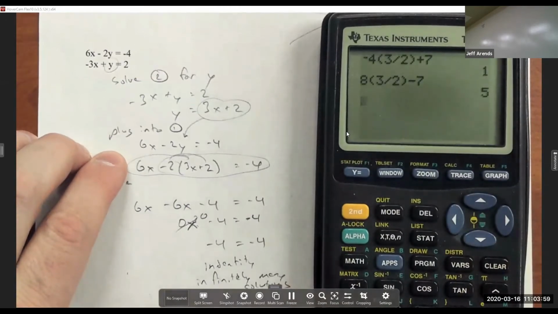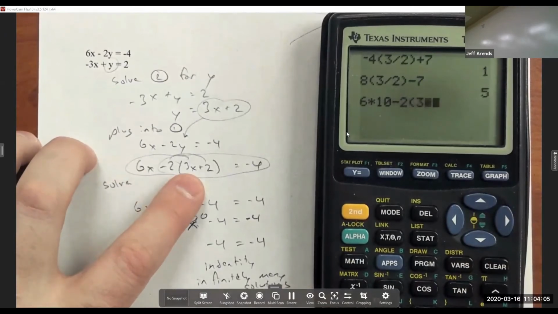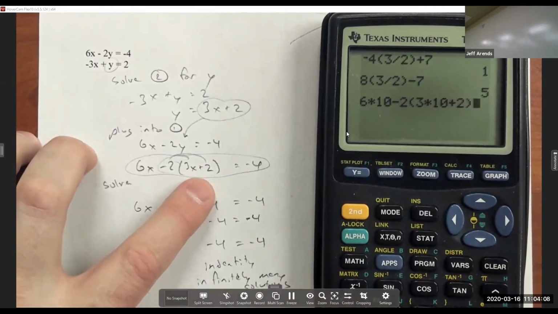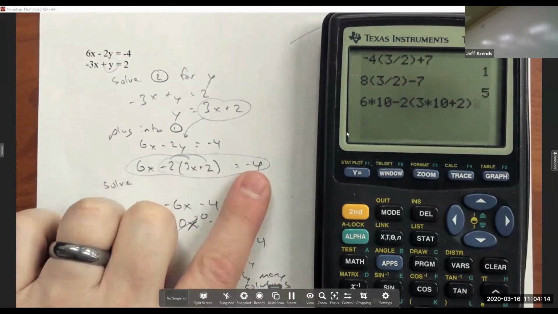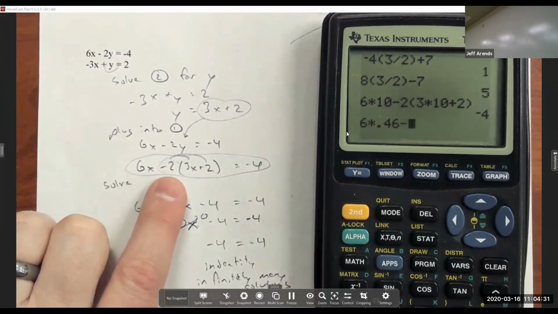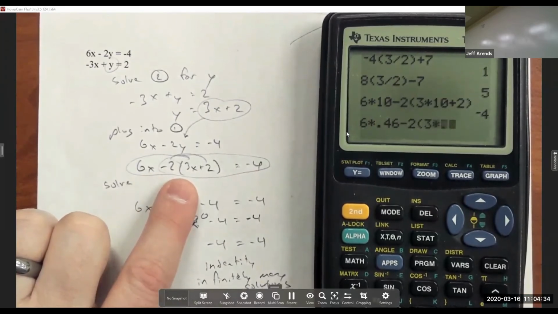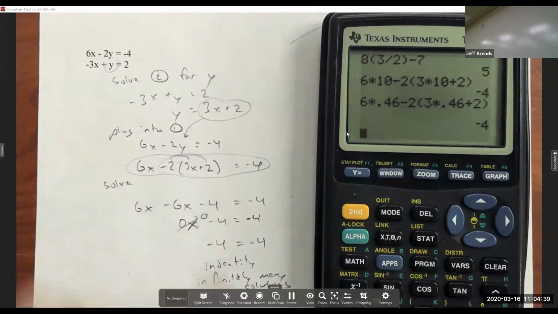Let's try what happens if x equals 10. So I'll do 6 times 10 minus 2 parentheses 3 times 10 plus 2. Now, if this doesn't depend on the value of x, I should expect to get a negative 4 out of this, because that's what the right-hand side of the equation is. And you can see there's a negative 4. So that's what happens if x is equal to 10, but let's try, I don't know, x equals 0.46, some random number. 6 times 0.46 minus 2 parentheses 3 times 0.46 plus 2. Close my parentheses. And again, I get a negative 4.